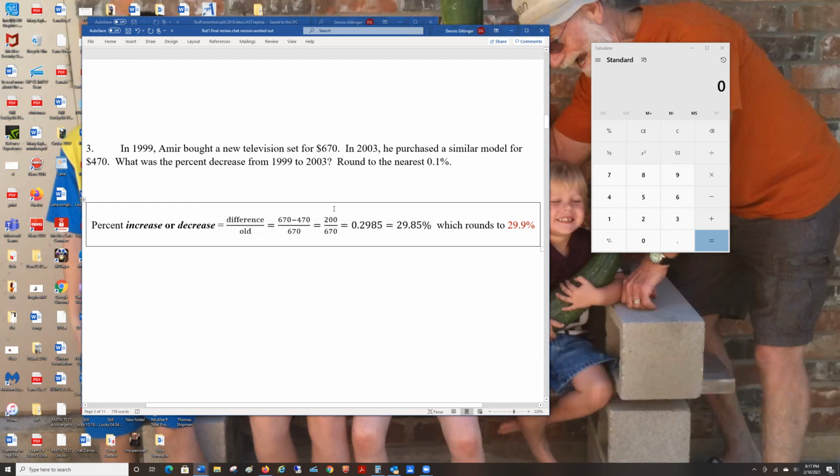So you do the $200 difference divided by the old price, you get 0.2985, which is 29.85%, and it says round to the nearest 0.1%. And that means where the 8 is. So you need two places to the right of the point, which is why I wrote out the first four, two places to the right, and that 5 is definitely big enough, but just barely to raise that to 29.9%.